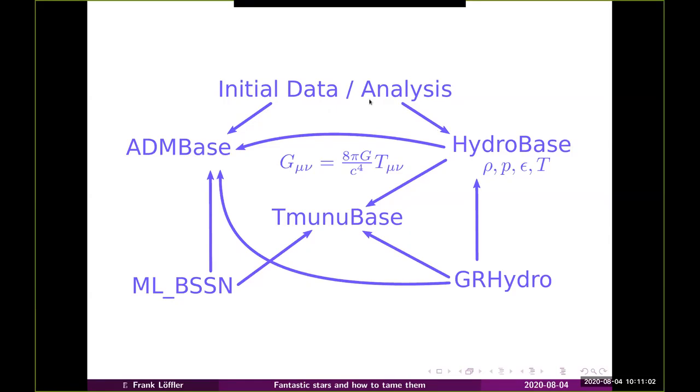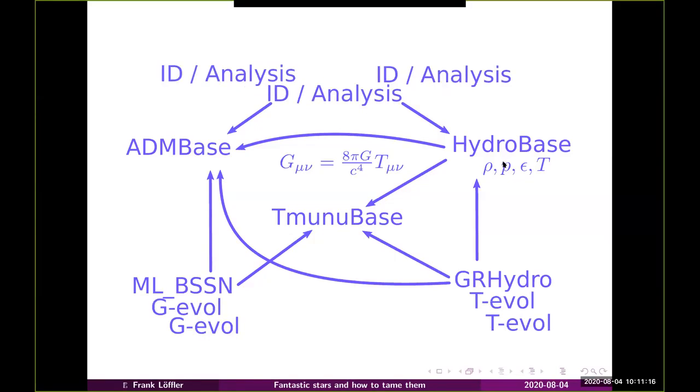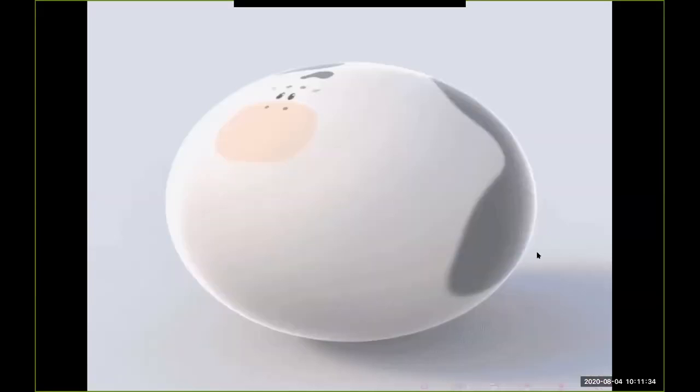And because you want to analyze something, you need to have analysis thorns, which then look at the variables in ADM base and in hydro base and potentially others, and just calculate whatever you are interested in. That also means you can have a lot of initial data thorns, analysis thorns, space-time evolution thorns, and matter evolution thorns. You will hear about some of them within this workshop.